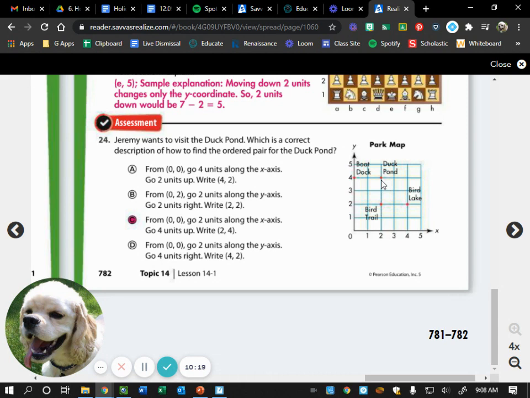Yep. Will? You don't really need to put in a lot of effort, because if you just find out where the coordinates for Duck Pond are, you can just see where it says right. Yeah, I suppose so. All right, Chanel.